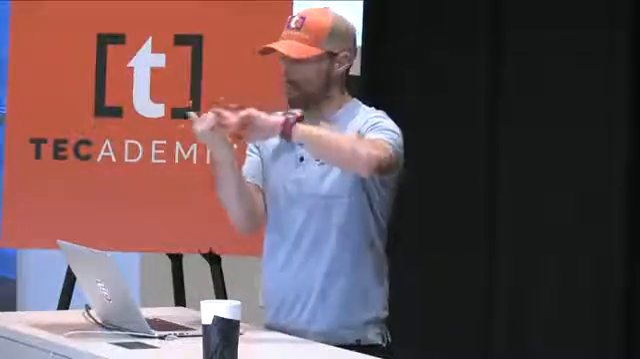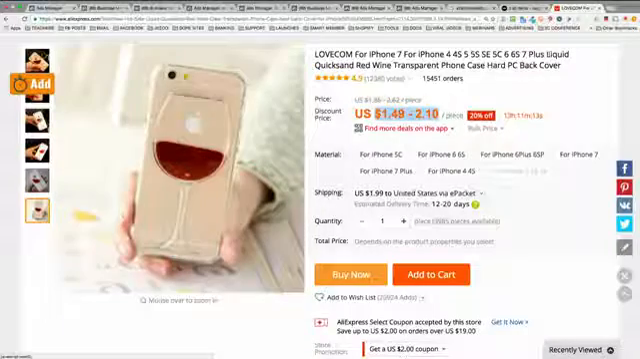You need to put a picture of the product on your store. You need to come up with a better title than the long one listed, for iPhone 7, for iPhone 4, 4S, 5, 6, plus liquid, quick stand, red wine. Come up with a better thing. Like wine lovers cell phone case, perfect Christmas gift for wine lovers. Something like that. Something simple.